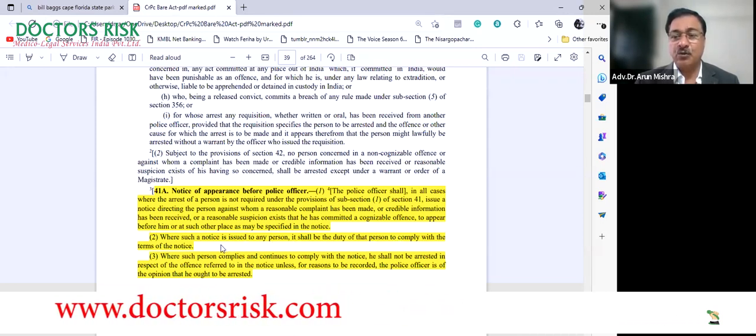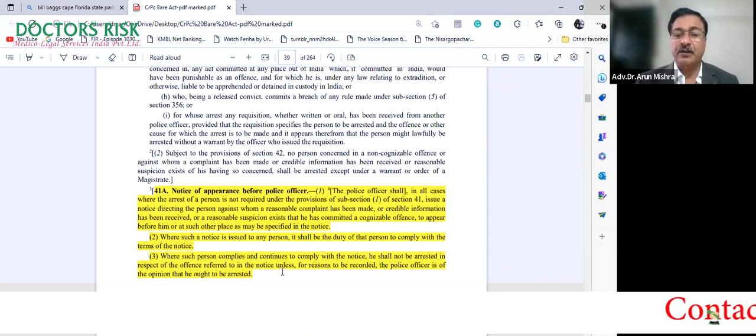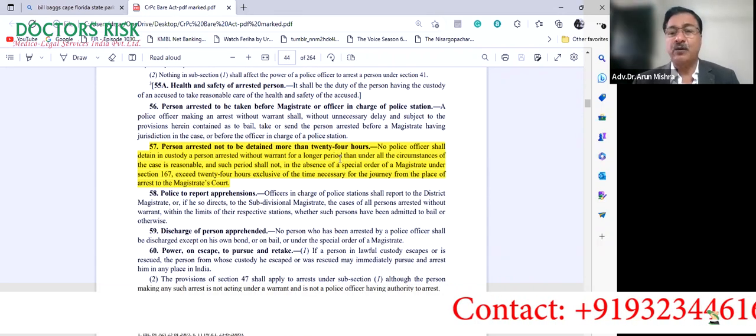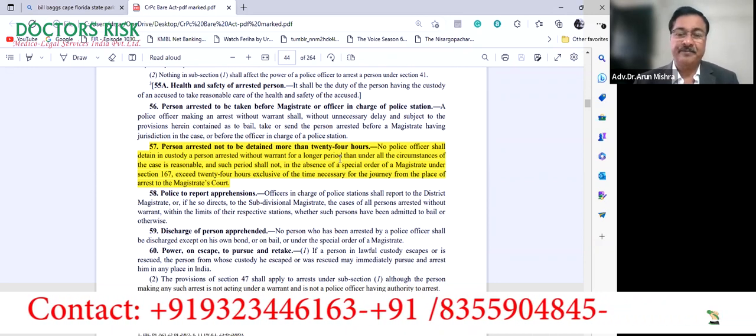If a notice is issued to the person, he should go to the police officer and support the investigation, where such person complies and continues to comply with the notice. So if your client is going for investigation, then he shall not be arrested in respect of the offense reported. Section 57 very clearly says that within 24 hours, the police officer needs to present them to the magistrate.